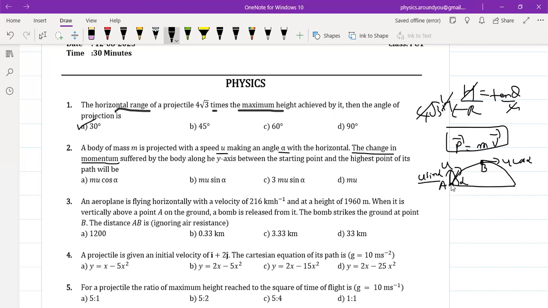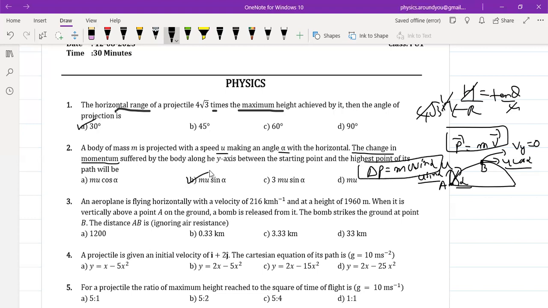At A, the projectile has u sine alpha as the y component, but at B, the velocity along y is 0. So the change in momentum will not be along the horizontal, but along the vertical, because the horizontal component of velocity didn't change. It was only the vertical component. So what was the change in the vertical component? Its final value is 0, initial value is u sine alpha. The difference between them is u sine alpha. Therefore, the change in momentum is mass times the change in velocity, which is u sine alpha. So the answer should be m u sine alpha.